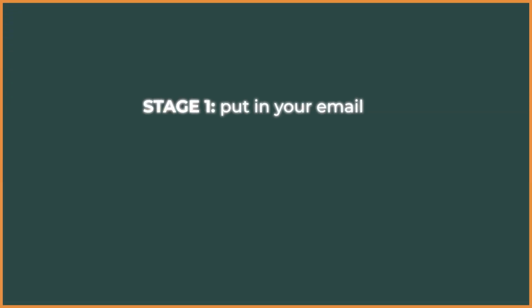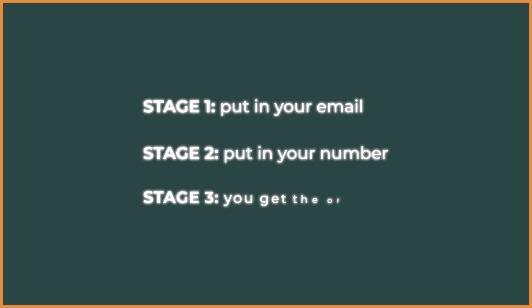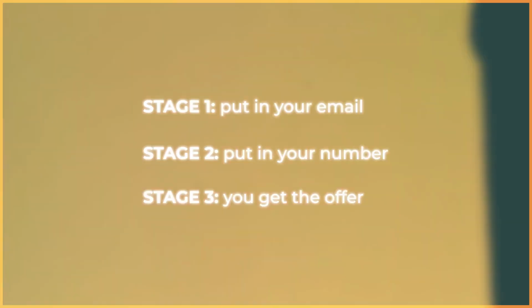Stage 1, put in your email. Stage 2, put in your SMS. And stage 3, you get the offer, right? Right there, we're going to activate an email and SMS welcome flows. I like to keep those flows both separate just so it's easy to measure apples to apples. People come in and they go into there. We want to see what type of offer, right?